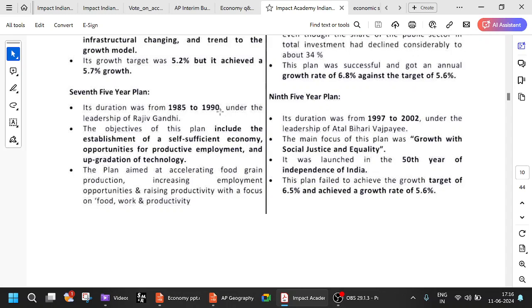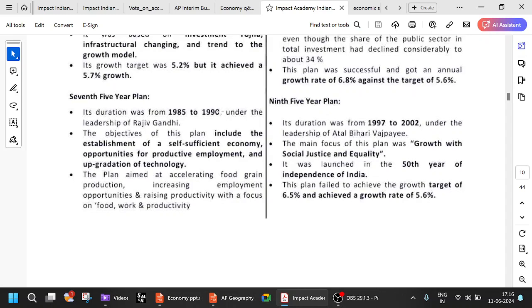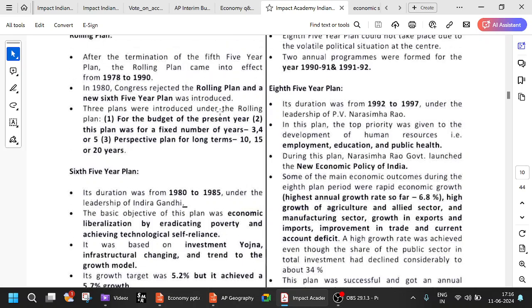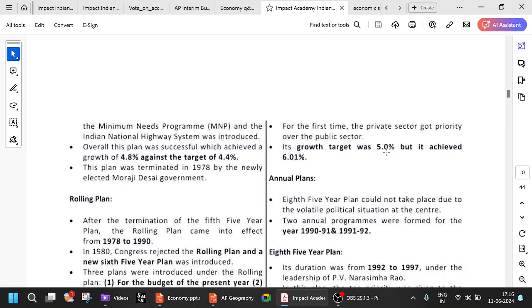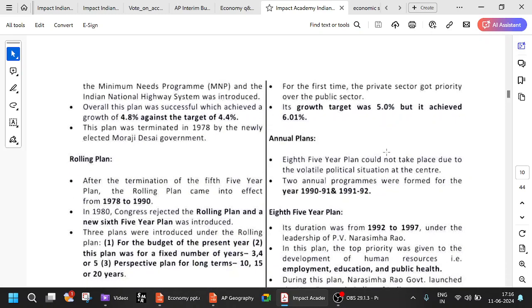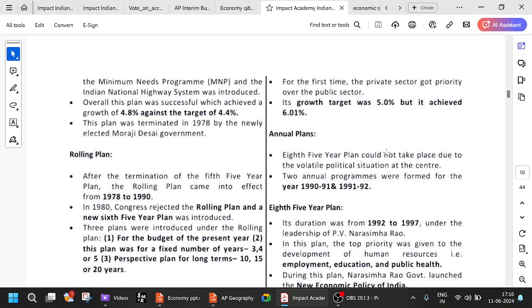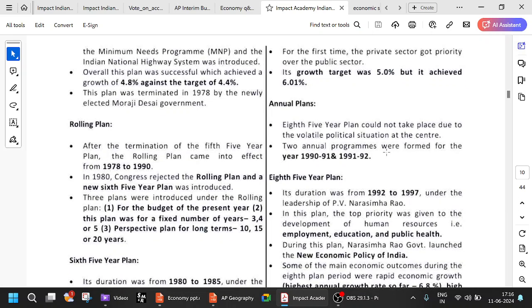And in 1991, our economy was opened, right? So the eighth five-year plan also becomes important. For the first time, the private sector got priority over the public sector. Growth target was 5, but it achieved 6. So from the fifth, sixth, seventh, we can see that the growth targets have been achieved. The eighth five-year plan also could not take place due to the volatile political situation at the center, so annual programs were run for 1991 to 92. Because we had this balance of payment crisis and all those things.